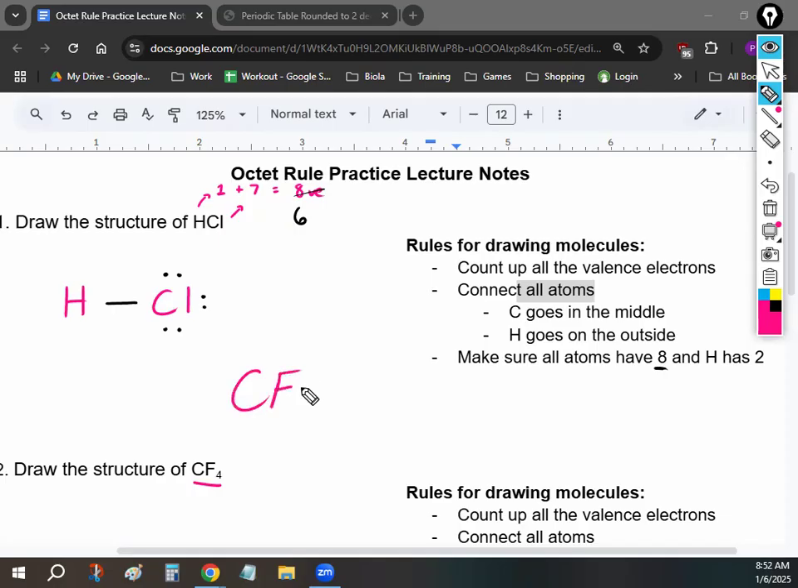CF4. So I want you guys to work with the person next to you. I want you guys to see if you could draw CF4. Now, before you guys do that, I do want to highlight this rule just in case you guys forgot. C is always going to go in the middle of the atom. So when you're drawing and arranging your atoms, make sure you guys put C in the middle. So let me give you guys about 3 minutes to work on that, and then we'll go over it together.